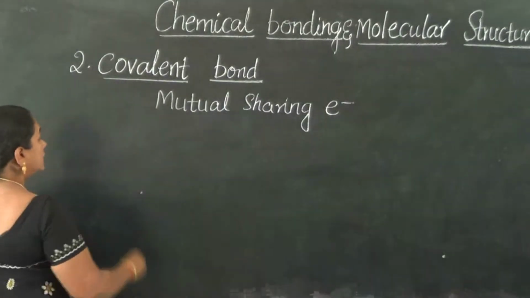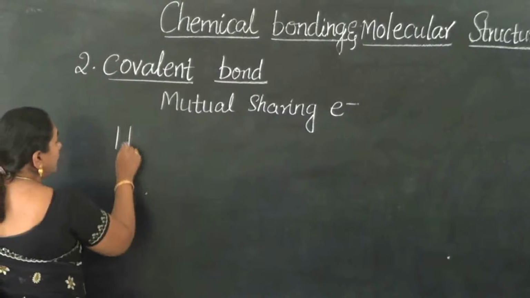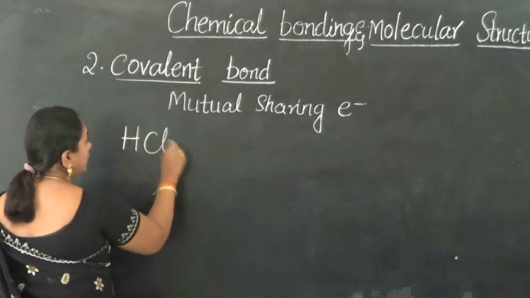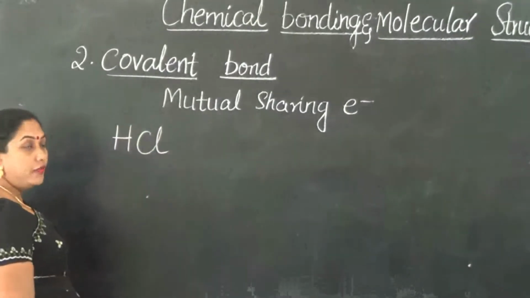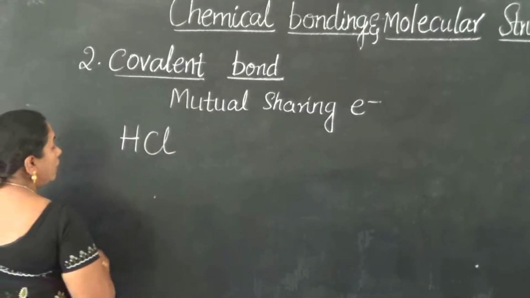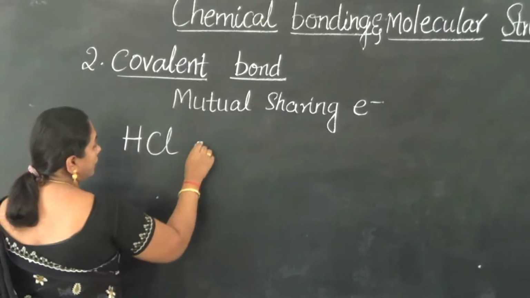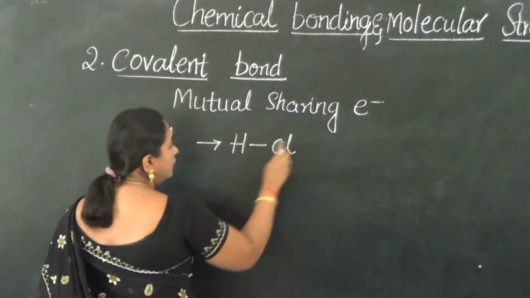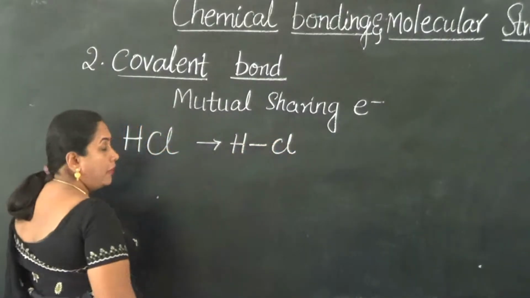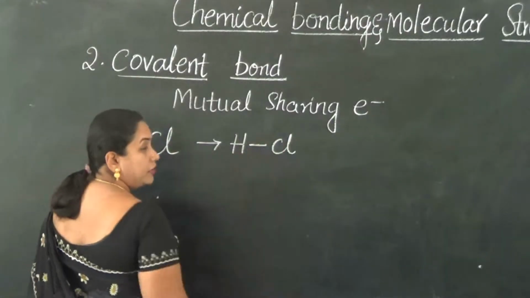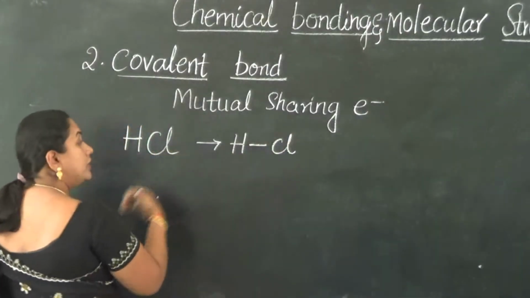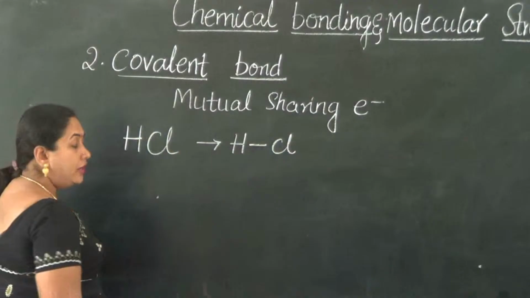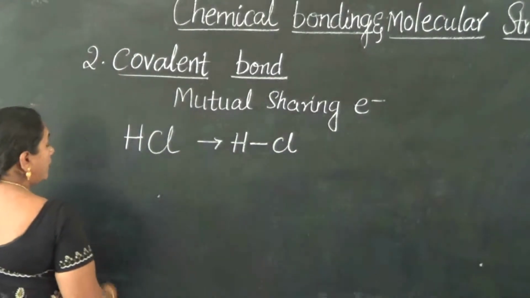Now, let us take up an example so the concepts become very clear. Let us take up the example of formation of HCl, hydrogen chloride. How is this being formed? This is formed by a single covalent bond between the atom of hydrogen and chlorine. Now, let us write the Lewis electron dot structure and go in for a proper analysis.